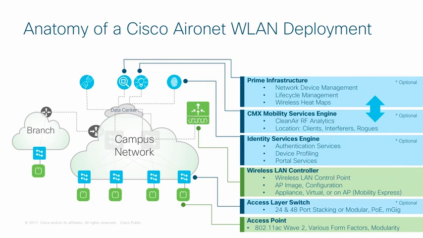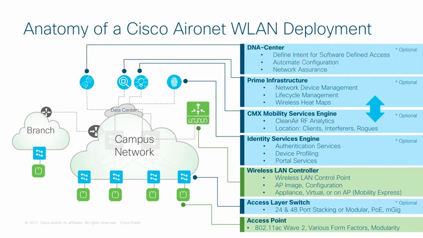Prime Infrastructure works hand in glove with the CMX Mobility Services Engine. Here is where we do network device management, lifecycle management, and wireless heat maps. And together with the analytical component of CMX, we get CleanAir RF analytics and locations for clients and interferers and rogues directly into the heat maps in Prime Infrastructure. And for customers who want to do software-defined access, we define intent in DNA Center. This is where configuration automation is done and where network assurance takes place. This is the anatomy of a Cisco AeroNet wireless LAN.